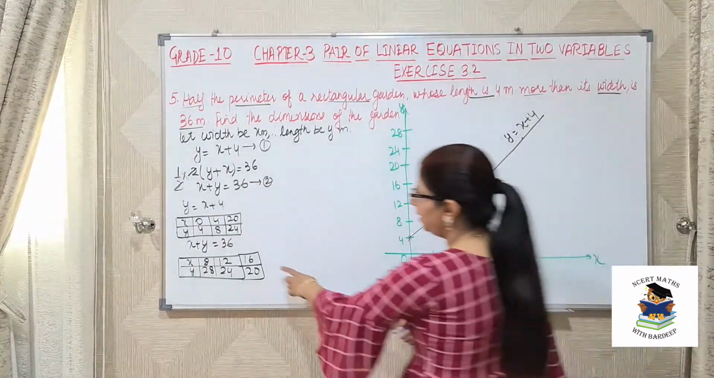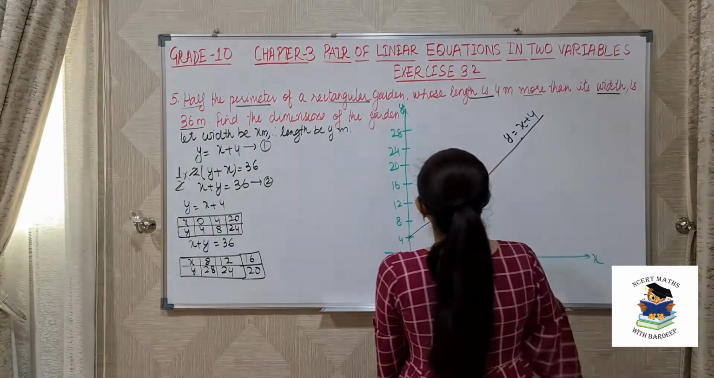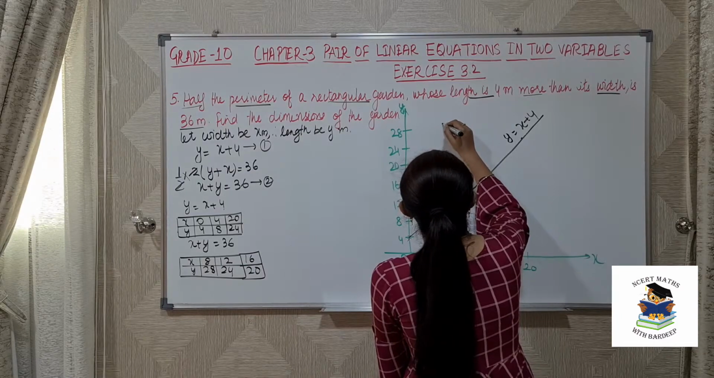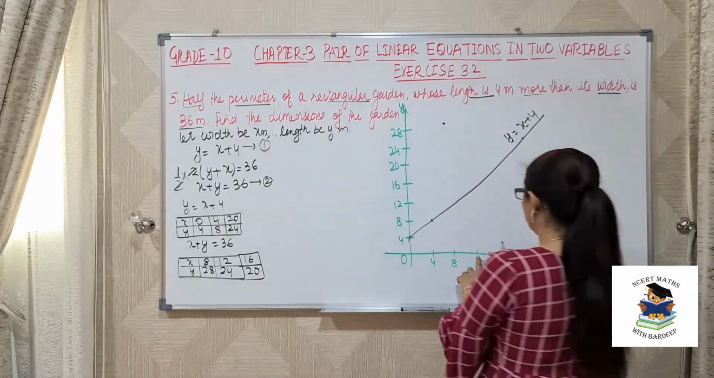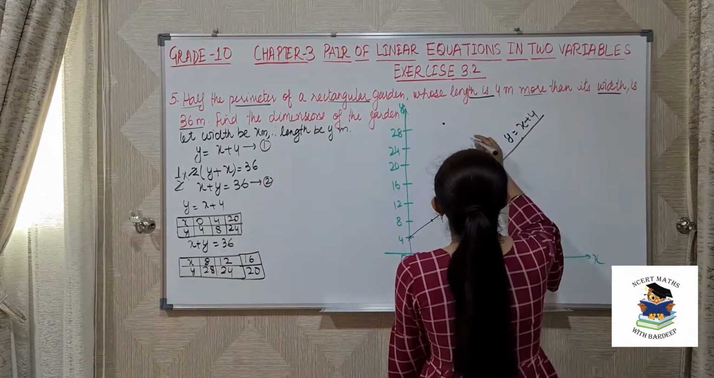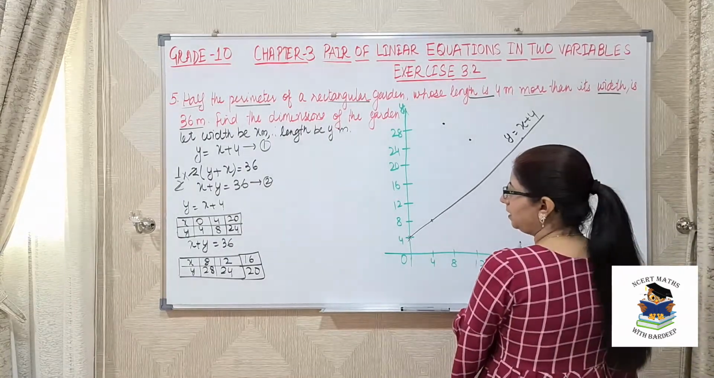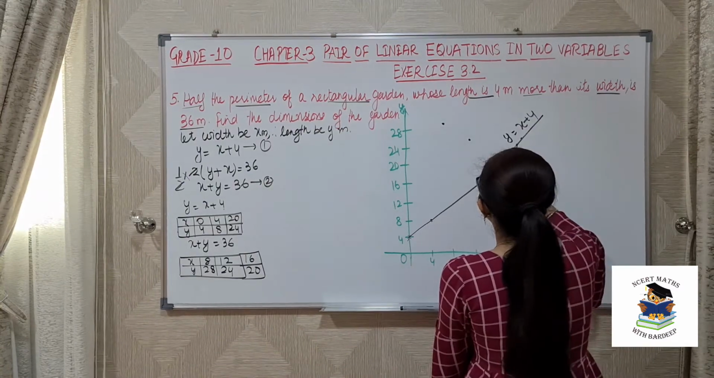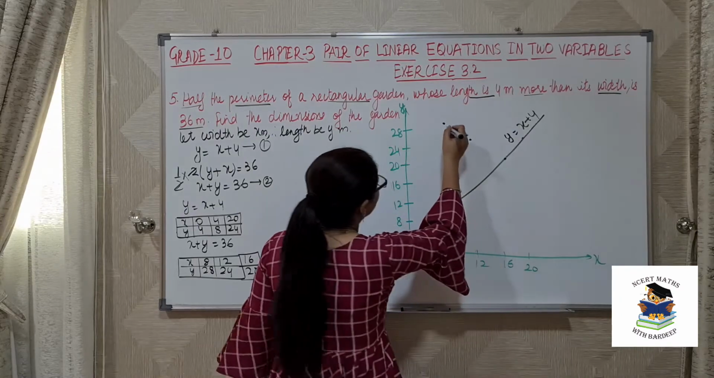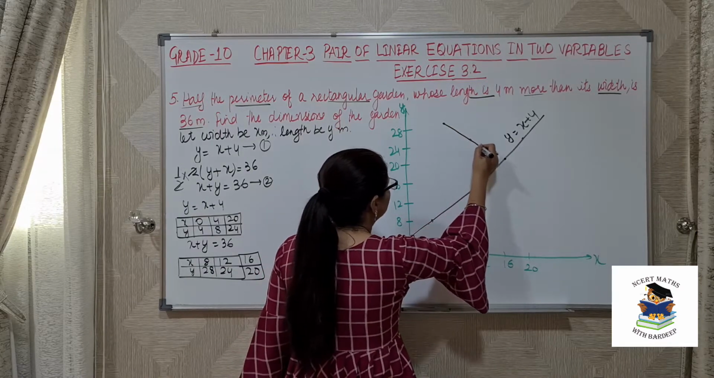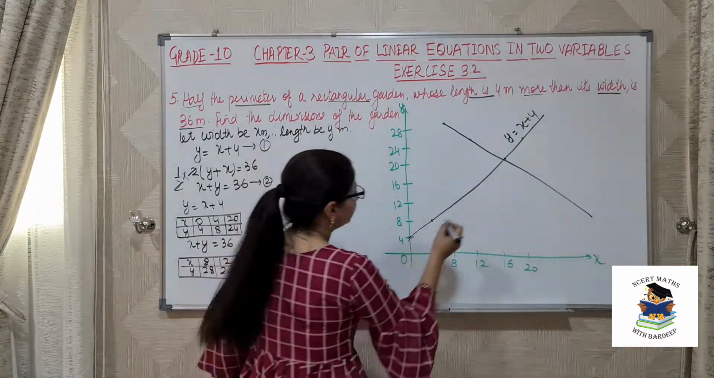So now let's plot the second line. This point is 8 with 28, okay? If x is 8, y is 28, this point. Next is x is 12, y is 24. So this is 12, this is 24. So third point is x is 16, y is 20. So 16 and 20. So I think we got our solution. So this point lies on this line. So like this. Okay.